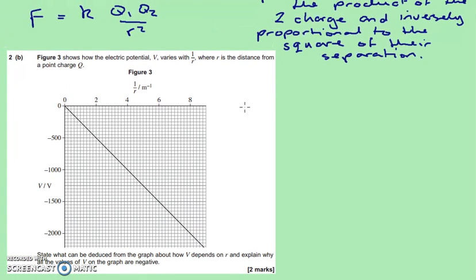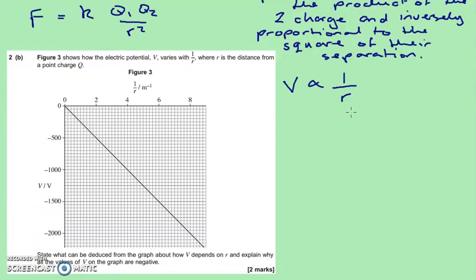So it says, state what can be deduced from the graph about how V depends on r and explain why all the values of V on the graph are negative. So the first thing we're going to look at is our line. It's a straight line, so that means that the y value is proportional to the x value. So in this case, V is proportional to 1 over r. Okay, so that's our relationship between V and r. So the electric potential is inversely proportional to the radius.